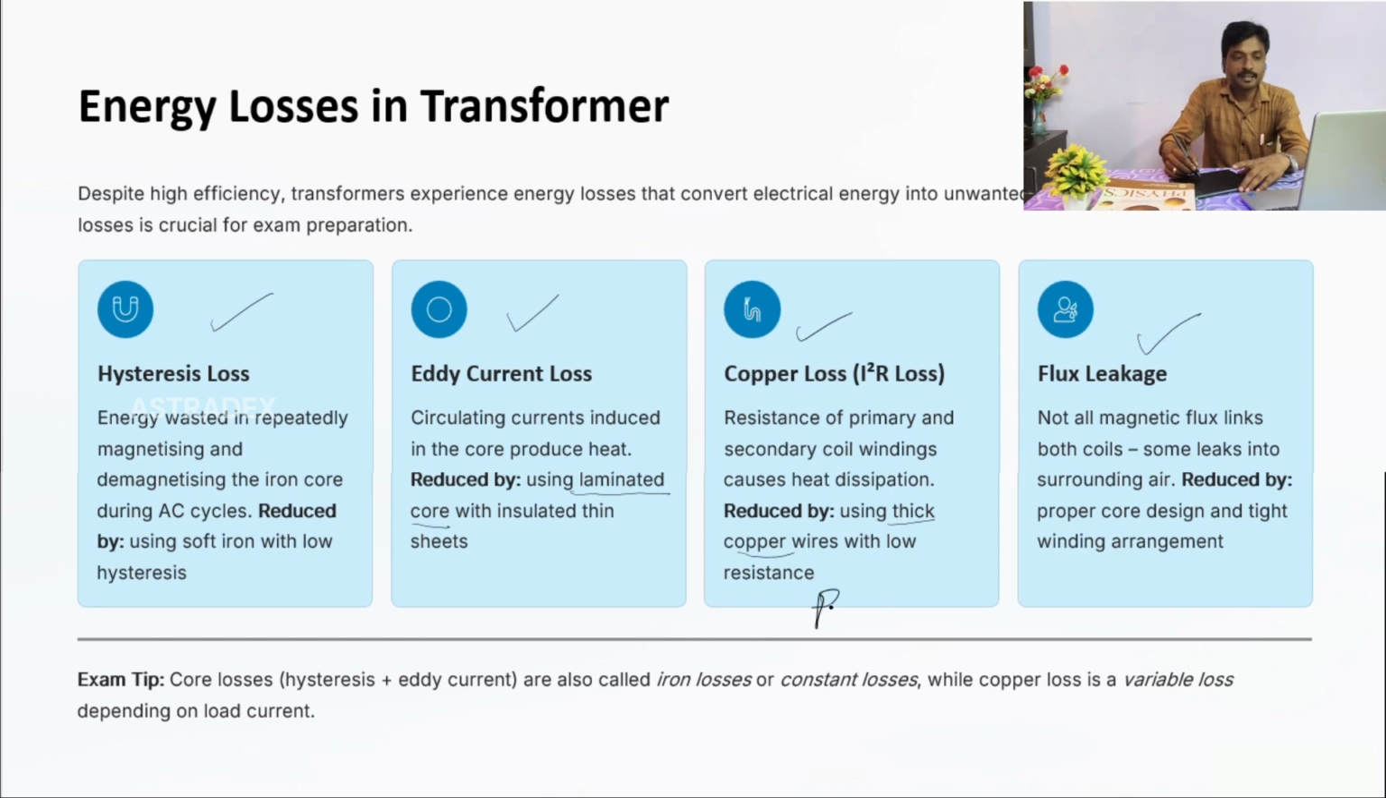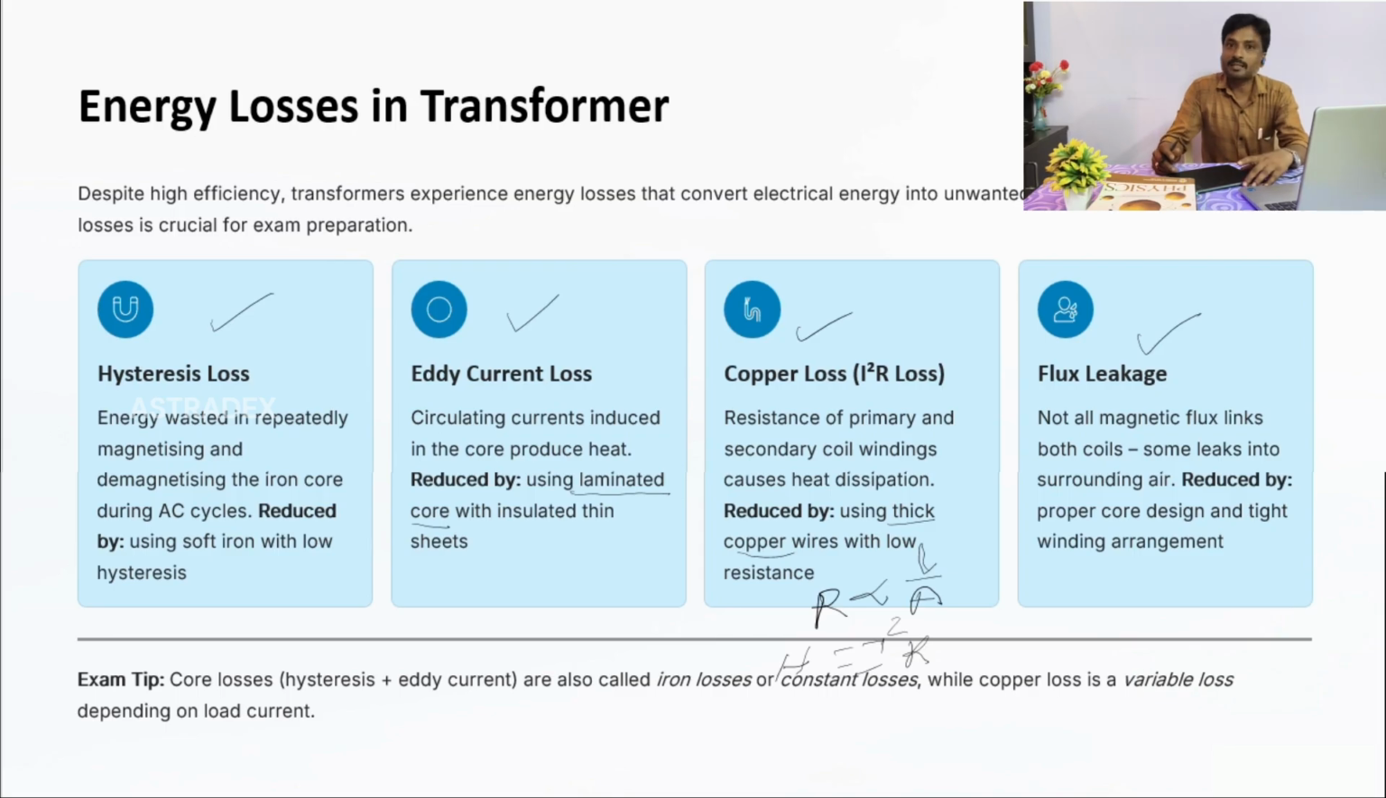Actually, the resistance R is directly proportional to L by A. That is, resistance is directly proportional to the length of the coil and inversely proportional to the area of the coil. If we use thick wire, the area will be increased. Area increased means the resistance will be decreased. Consequently, the heat loss can be reduced considerably. That is I squared R.